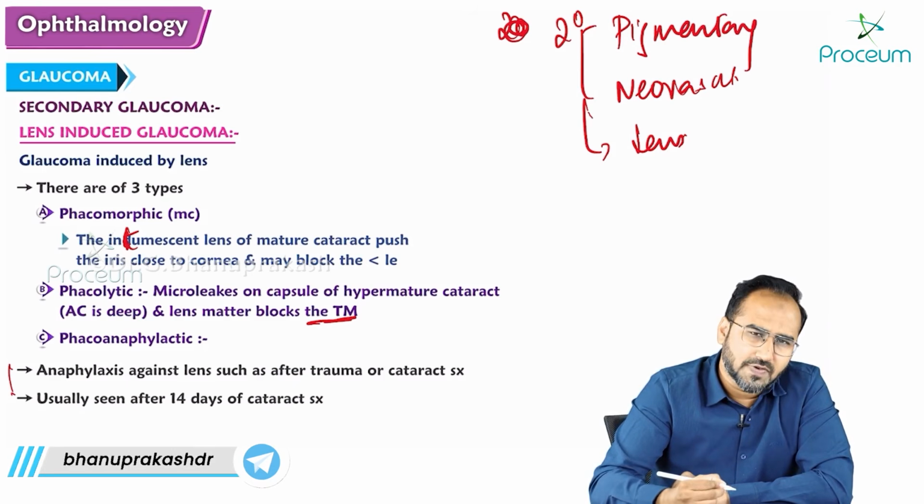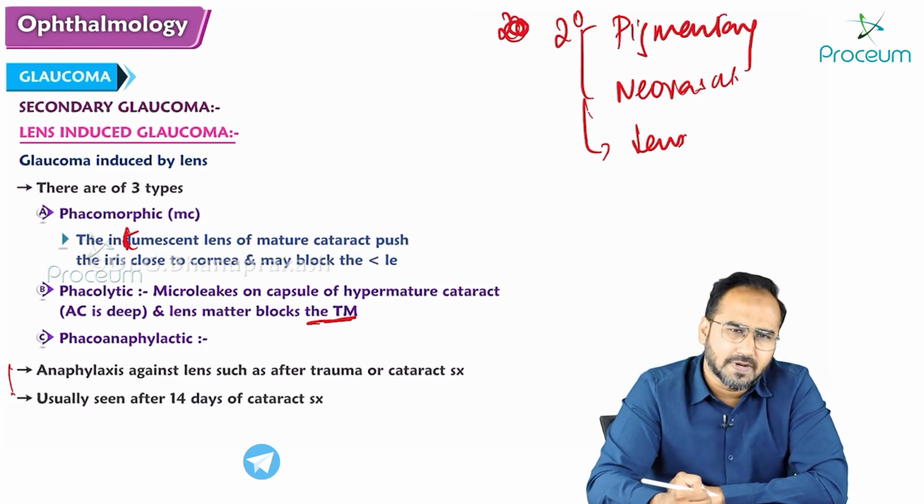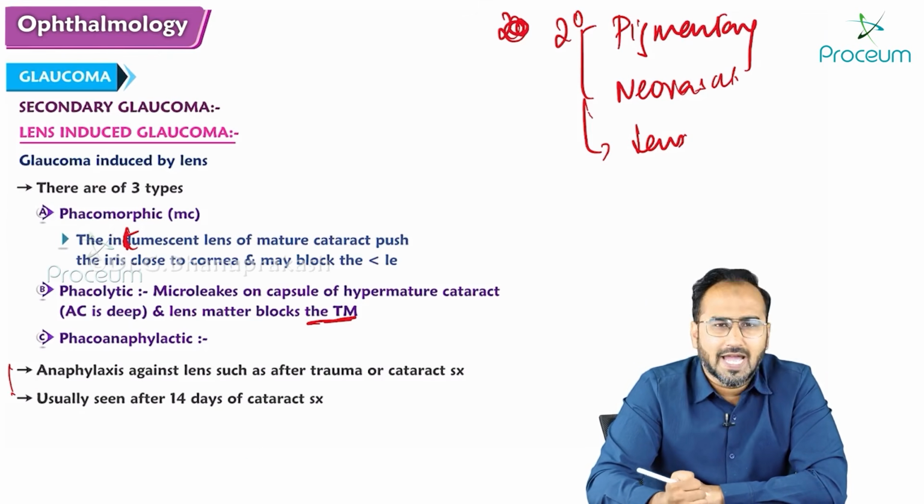So lens induced, there is phacomorphic, phacolytic. Phacomorphic is seen in which stage of the cataract? Mature stage. Phacolytic, hypermature stage. Last is phacoanaphylactic.